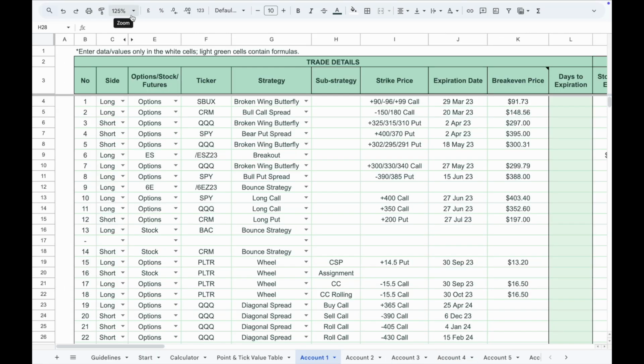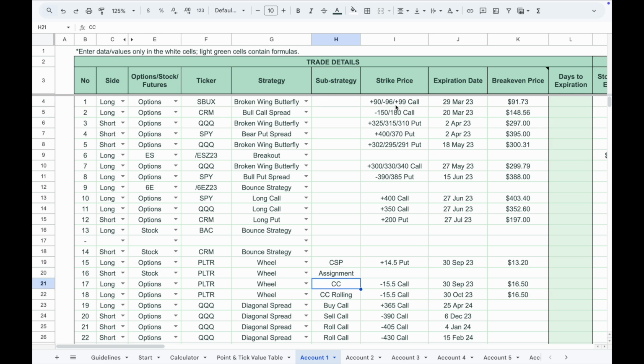For option trades, including single leg and multi-leg trades, start by entering the trade number and selecting the trade direction from the drop-down list. Choose option as the product type. Then input the stock ticker. Select the strategy from the drop-down list, and if applicable, input the sub-strategy. For example, in a wheel strategy, the sub-strategy could be cash secured put and covered call.